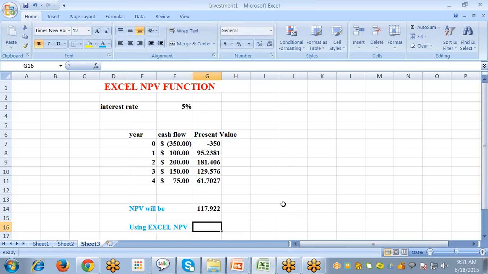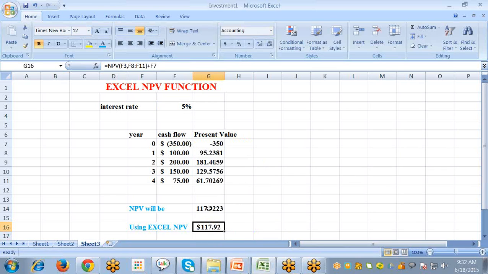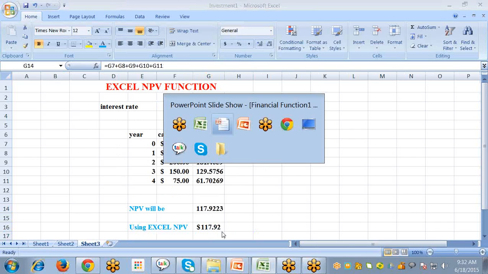But in Excel, we can calculate it by selecting the cell, putting an equal sign, selecting the function NPV and passing the arguments. First one is the rate, and then the values, except the initial investment: pass the references of all the cells, and after that add this cash flow. So this value is the same as this. So this is the manual calculation and this is the Excel NPV function.